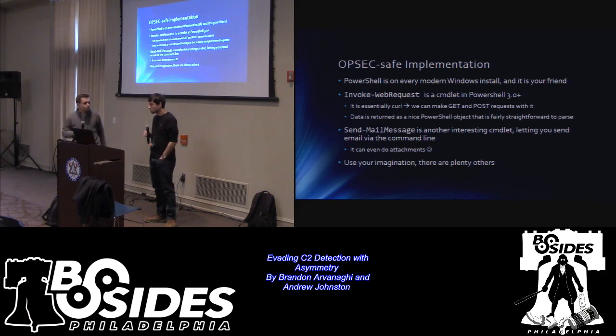Oh, absolutely. Okay, so here's an OPSEC-safe implementation. Like I said before, PowerShell is already on pretty much every modern Windows installation, and it is our friend. Thank you, Microsoft. For instance, a commandlet called Invoke-WebRequest is basically the equivalent to curl. I mean, it's not exactly the same, but you can make a GET and POST request with it. And the cool thing is that it will return you an HTML object that you can parse through.